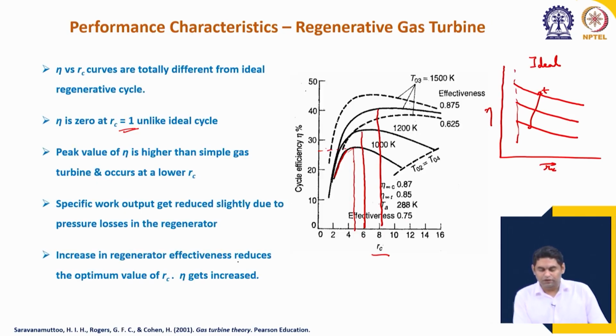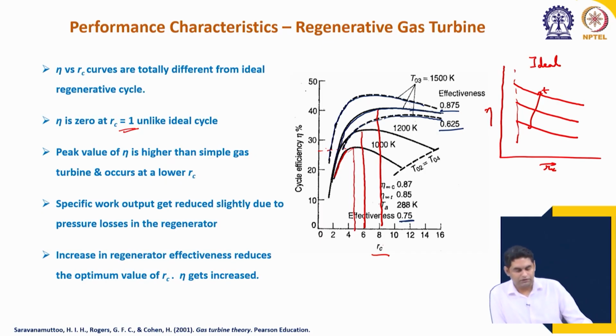And increase in regenerator effectiveness. So, you can see in the top plot, this dotted line is for a regenerator effectiveness of 0.625 for 1500 Kelvin. This solid line in the middle is for 1500 Kelvin, but regenerator effectiveness of 0.75. And the top line is again 1500 Kelvin, but regenerator effectiveness of 0.875. We can see that there is significant increase. So, the regenerator effectiveness plays a major role in determining the efficiency of the cycle.